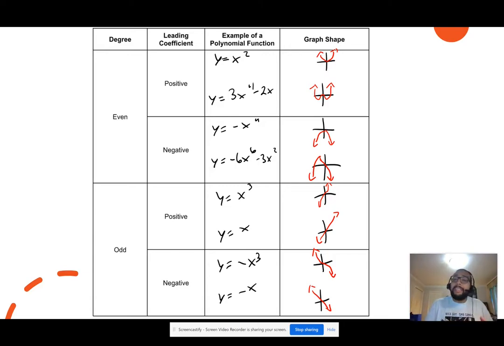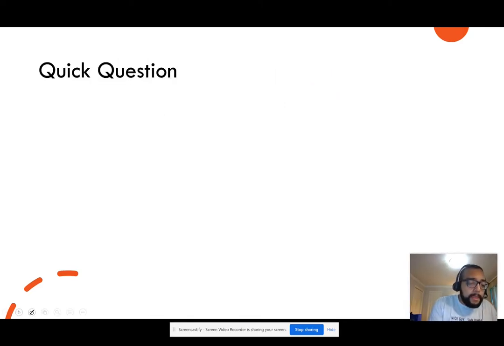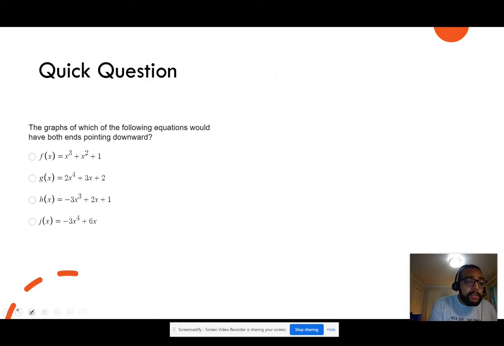So notice again, these are very specific categories. I have like 4 different scenarios. Quick question, just 2 questions for you to ask yourself. The graphs of which of the following equations would have both ends pointing downward? Whenever you have an equation, and we'll do some practical examples, ones that are found on Delta Math will be on your homework.